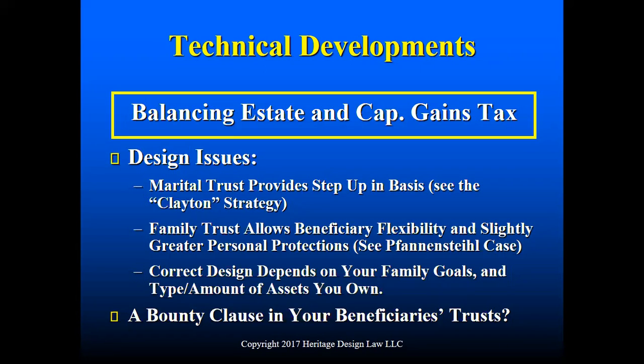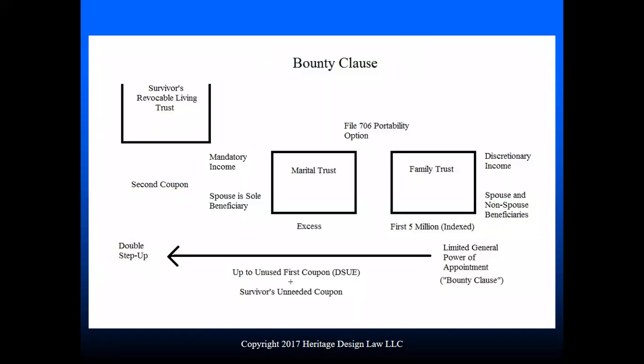So what the clause really is, is a general power of appointment. And you probably remember from your design session that a general power of appointment allows the person to appoint property when they die. It's a testamentary power of appointment to anybody in the world, including their creditors, their estate, or the creditors of their estate. That's a general power of appointment. The bounty clause power of appointment, let's go back up to the diagram, is a limited general power of appointment.